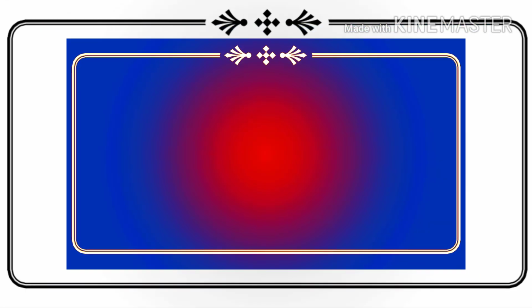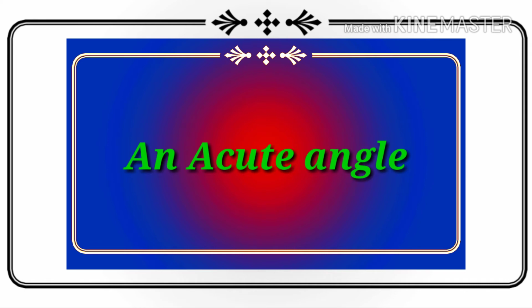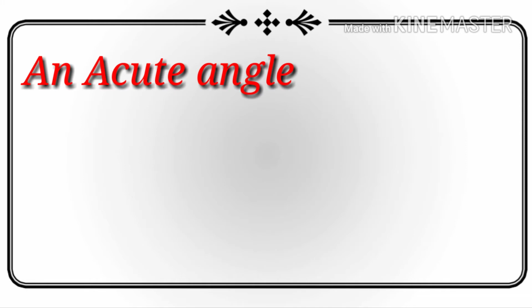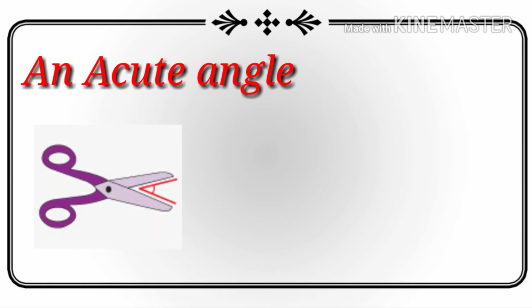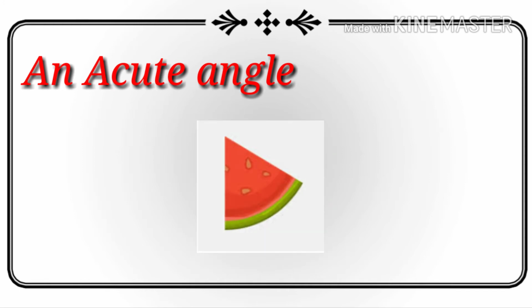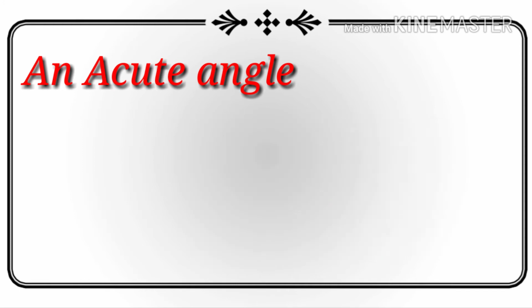Now we are going to learn about an acute angle. An acute angle is an angle which is measuring less than 90 degrees. This angle is smaller than a right angle. Example: scissor, watermelon and clock.